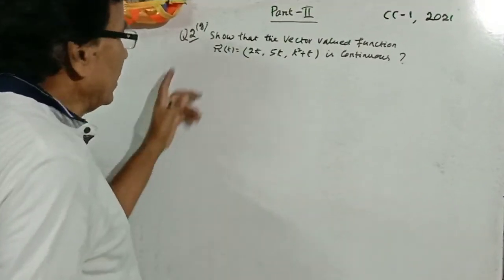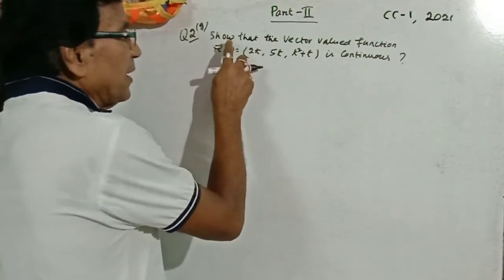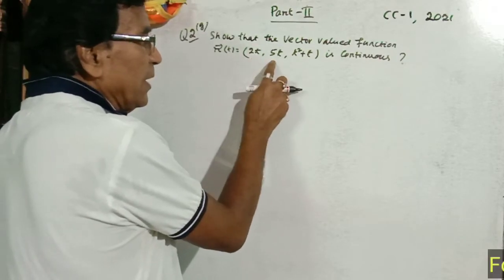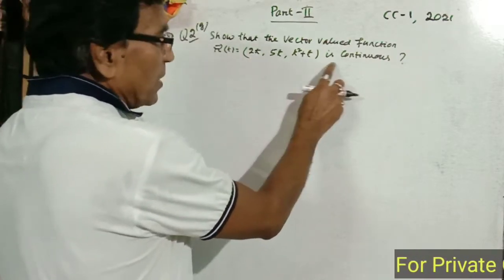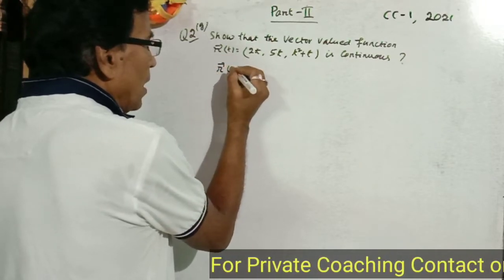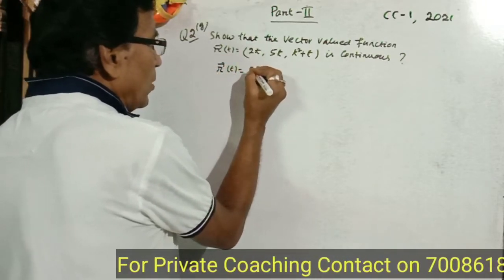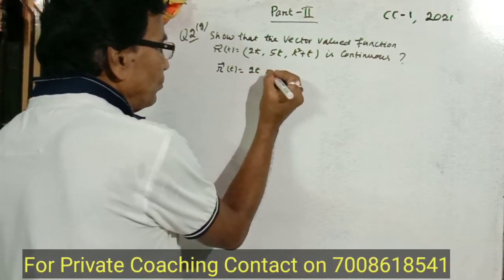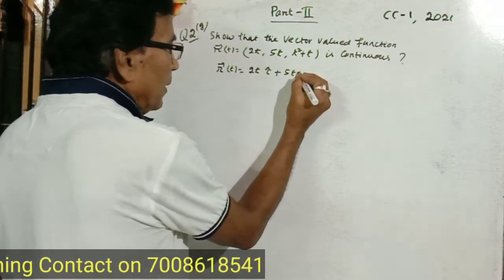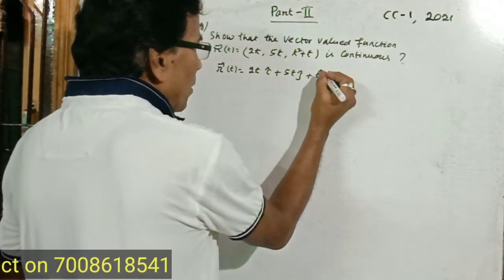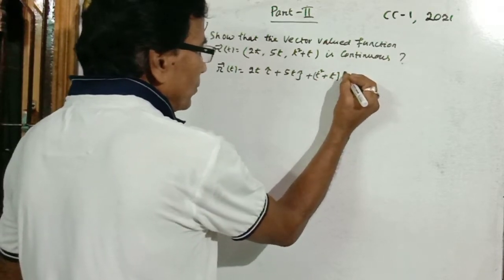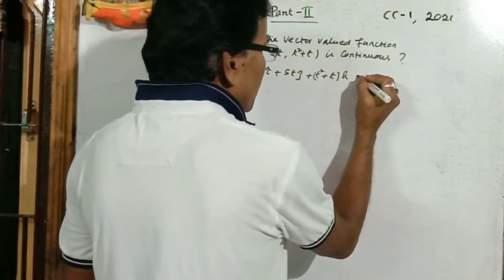So here you see in the next question, it is given that the vector valued function r of t, that is (2t, 5t, t^2 + t), is continuous. That means here it is given that r(t) is equal to 2t i cap plus 5t j cap plus (t^2 + t) k cap is continuous.